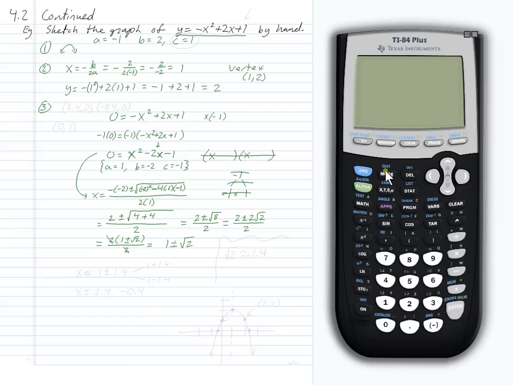Now this may not be one you know off the top of your head. It's a good one to know, but the square root of 2 is approximately 1.4. And that's about as good as we need to get with that. So my x values I will approximate as 1 plus or minus 1.4. So x is approximately 2.4 or negative 0.4.